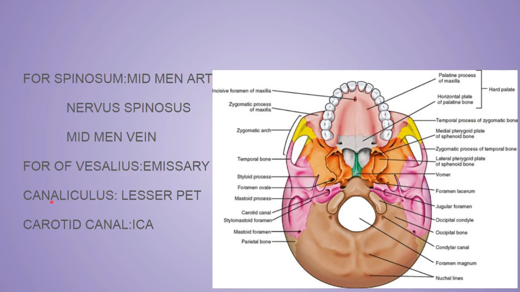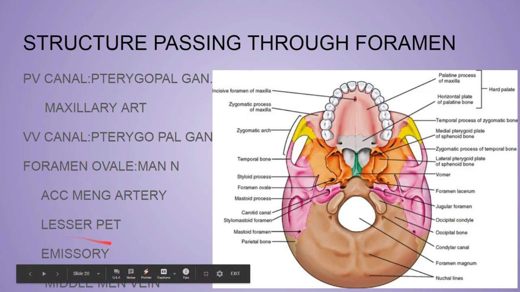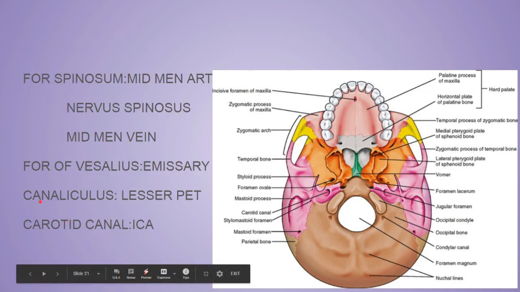Now the canaliculus innominatus passes the lesser petrosal nerve. If this canaliculus innominatus is present, then the lesser petrosal nerve will be transmitted from this only. It won't transmit from the foramen ovale. If you remember, I told that in the foramen ovale the lesser petrosal nerve is passed. But if the canaliculus innominatus is present, it will pass the lesser petrosal nerve in place of the foramen ovale.